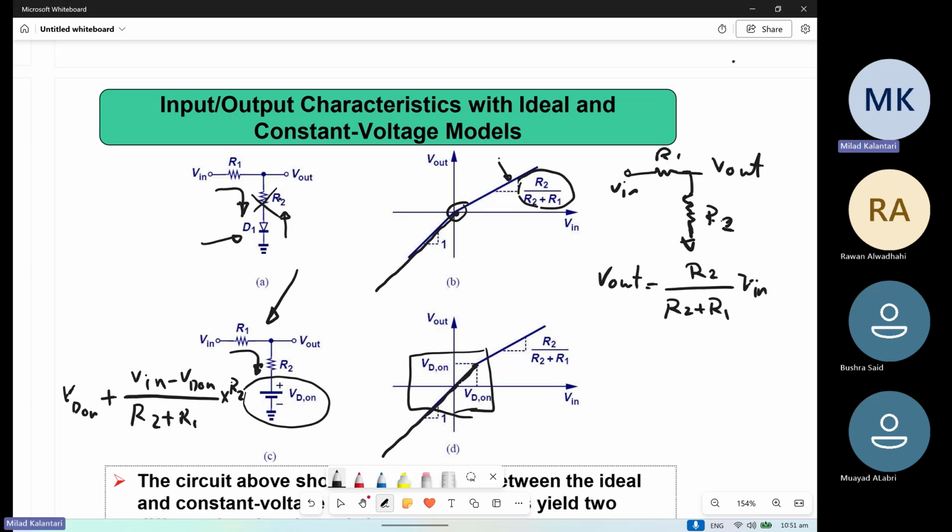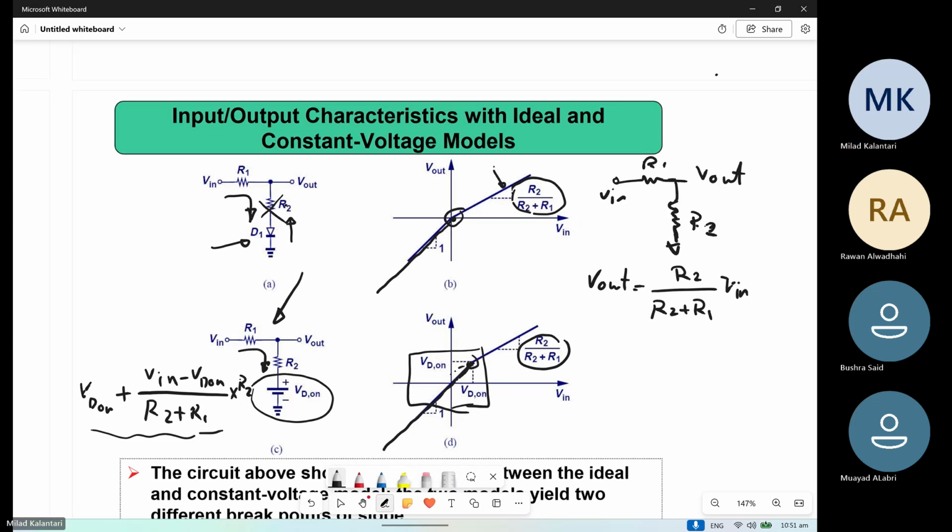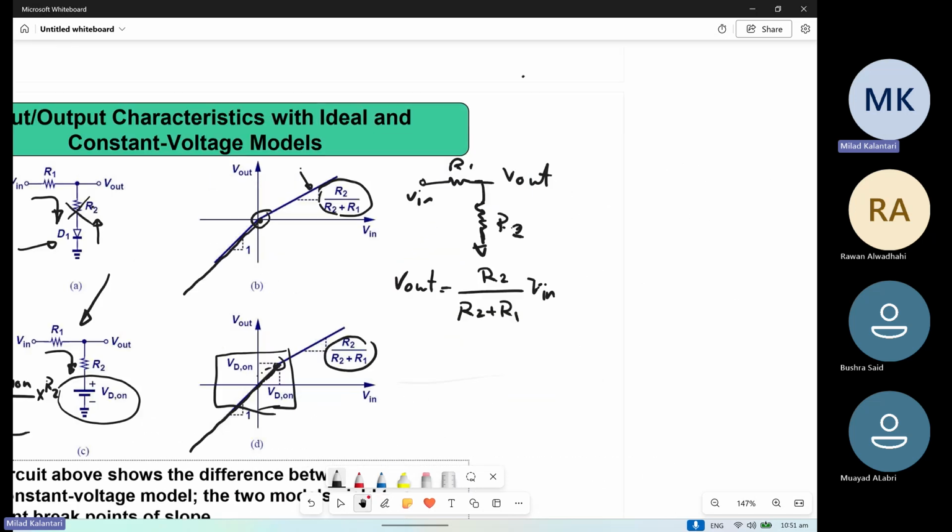In fact, it hasn't changed the slope, but all of this extra term is just trying to say that the starting point is somewhere else. The slope is not changing from the V in perspective, but the initial point has changed, right? But anyway, you need to be more accurate to solve this, right?